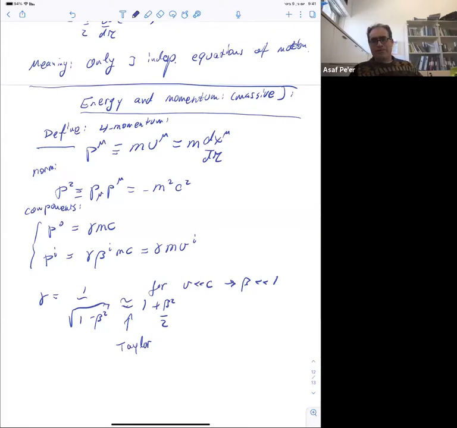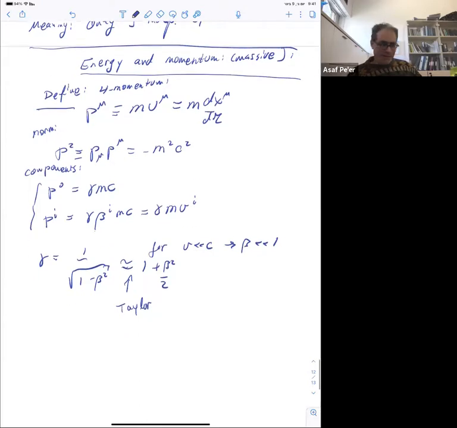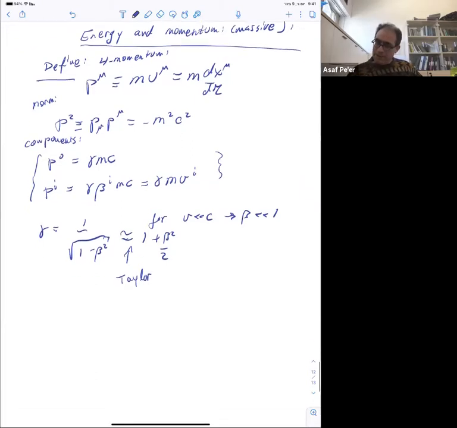Do remember these things, guys. So if we plug it in here, then we get that P^0, the zeroth component, is gamma m c, so it would be approximately m c plus 1/2 m v squared over c.